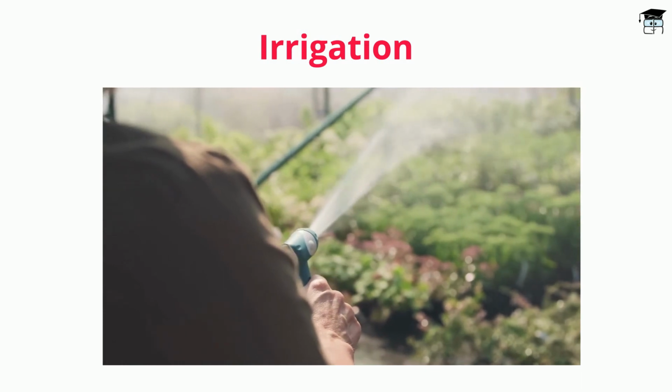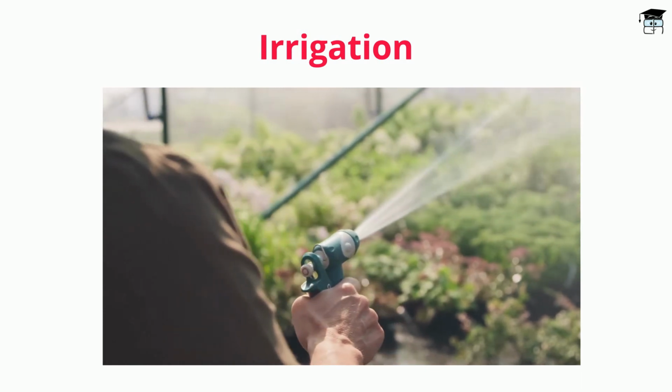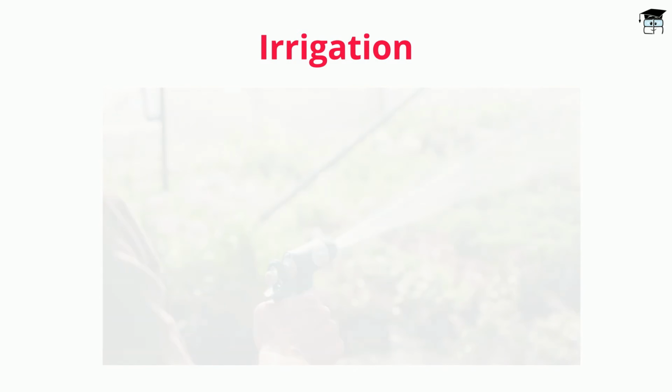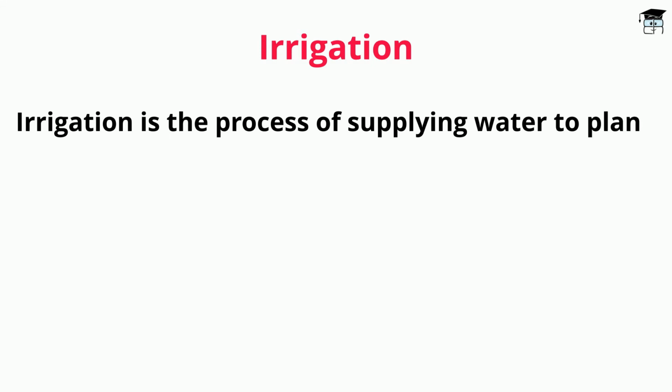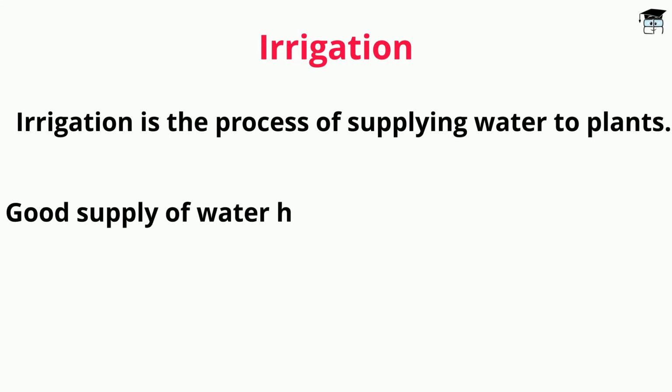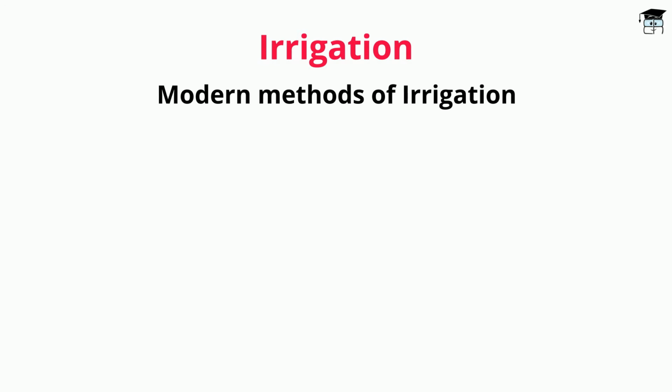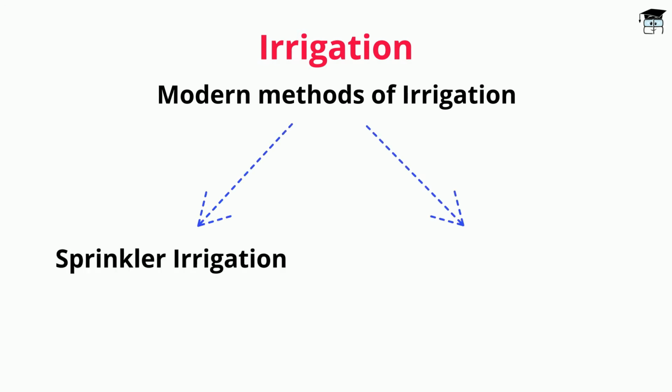After adding the manures and fertilizers in the sown seeds, water is provided to them. So, irrigation is the process of supplying water to the plants. A good supply of water will help seeds germinate properly. For supplying water to the crops, farmers use 2 different modern methods of irrigation. The 2 methods are sprinkler irrigation and drip irrigation.